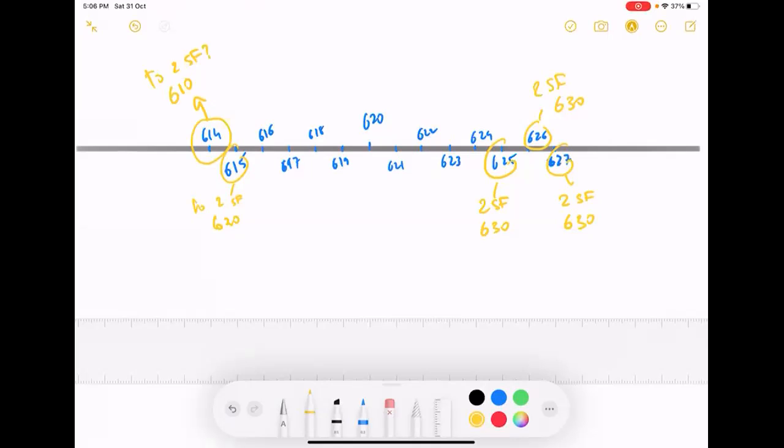Okay, I'm back. So when I write 614 to two significant figures, that will be 610. 615 to two significant figures, that will be 620. 616, that will be 620. 617, 620. 618, 620. 619, 620. 620 is 620.